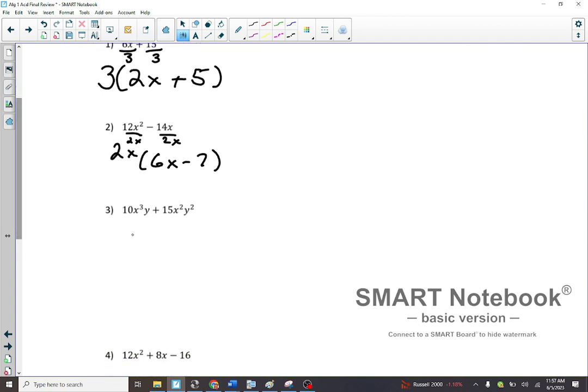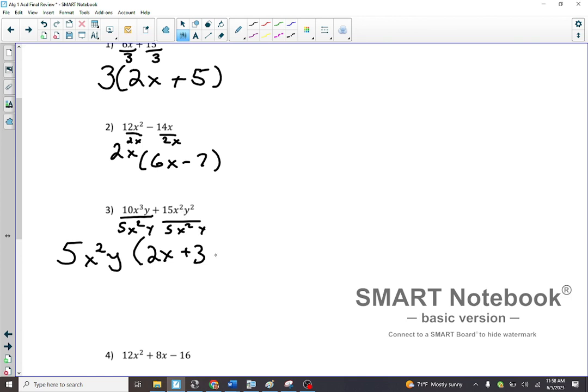Next one, I look at each part individually. First, I look at the numbers, 10 and 15, they have a 5 in common. Then I look at x cubed and x squared: they have x squared in common. And in y and y squared, they only have a single y in common. So I'm going to divide both of these by 5x squared y. 10 divided by 5 is 2. X cubed divided by x squared is x. Y divided by y is nothing. Plus 15 divided by 5 is 3. X squared divided by x squared completely disappears. Y squared divided by y means there's a y left over here.